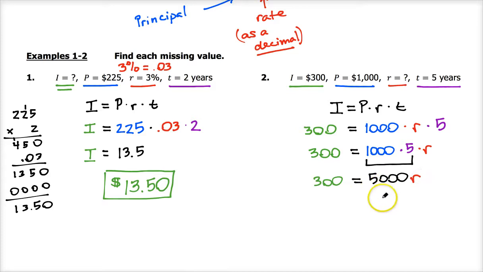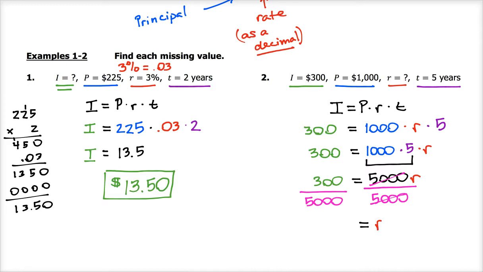Now, how do we solve this equation for R? We've done this before. Problems like this, we need to undo the multiplication. So it's 5,000 times R. We need to divide by 5,000 on the right side and the left side in order to undo that multiplication and solve for R. So we get R equals 300 divided by 5,000.